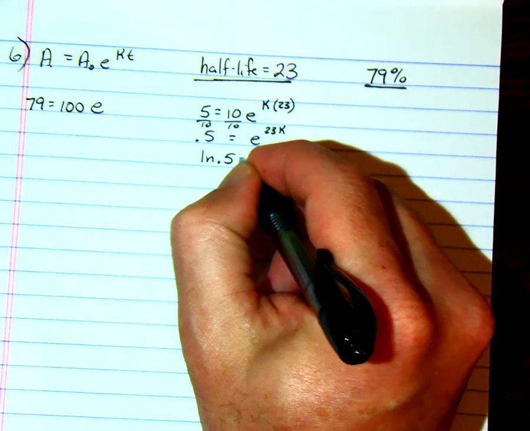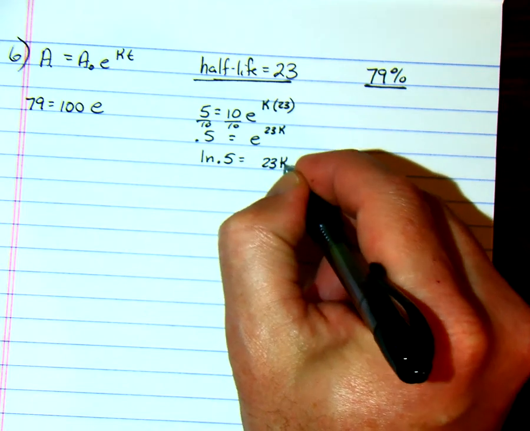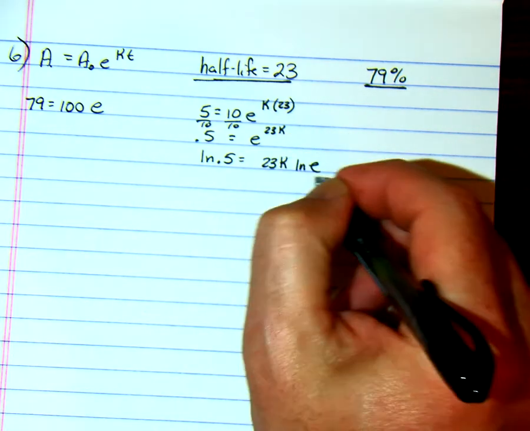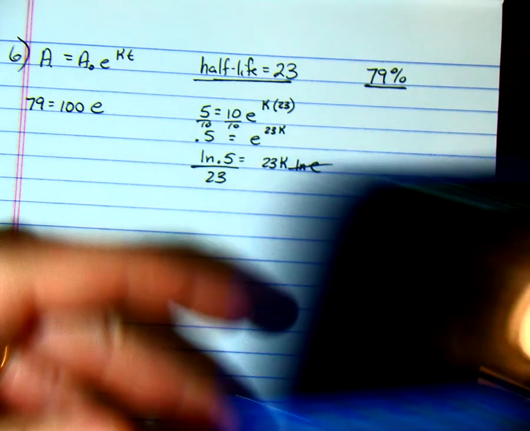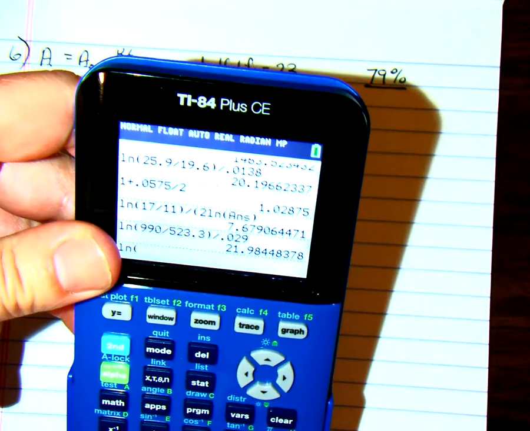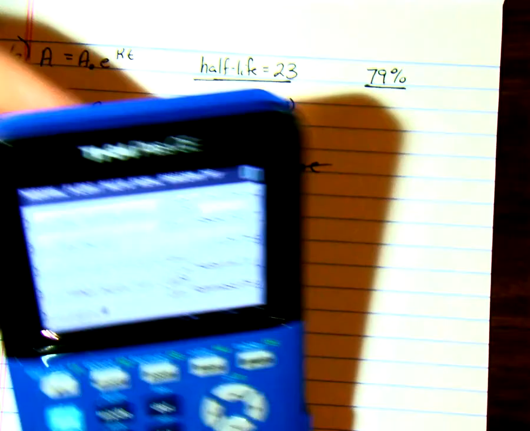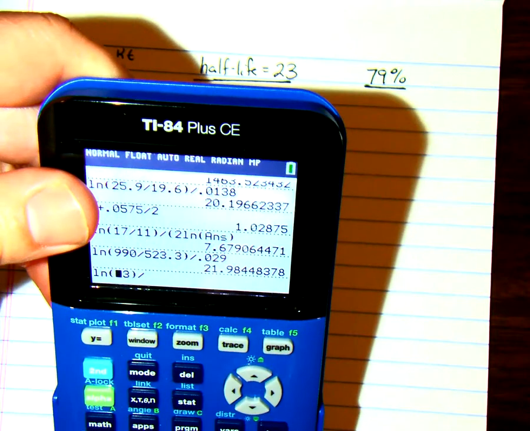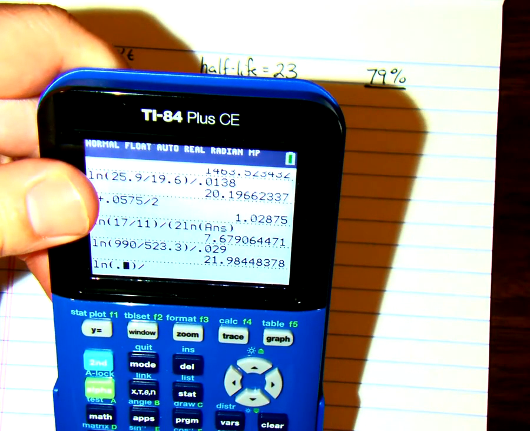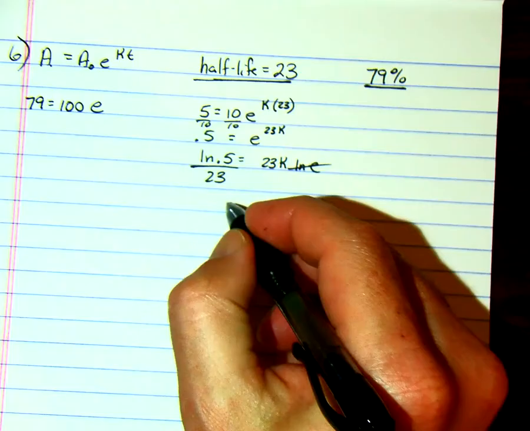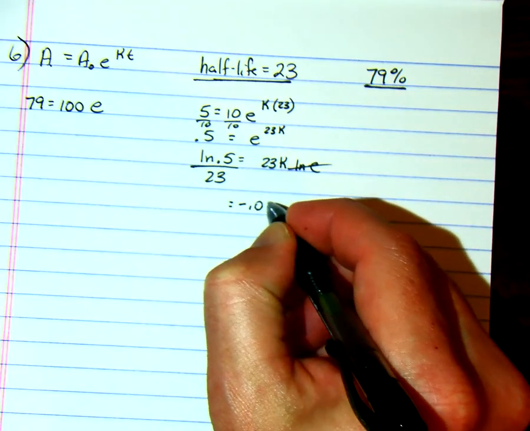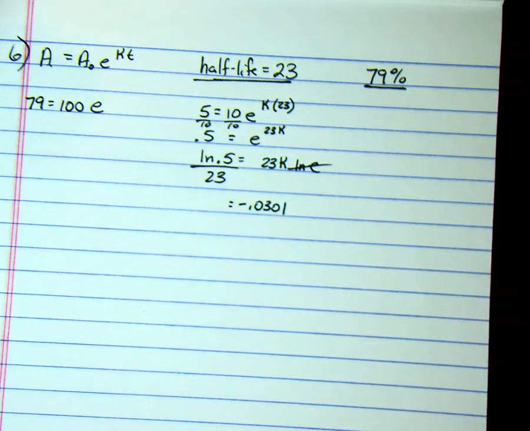We're going to natural log both sides. In the process of natural logging, I'm going to drop that 23k in front. That disappears. We're going to divide by 23. So now what we have is the natural log of 0.5 divided by 23. Let's try that. Well, it's decaying, so at least it's negative, so that sounds good: negative 0.0301. And we're going to hope that 4 decimal places is enough.